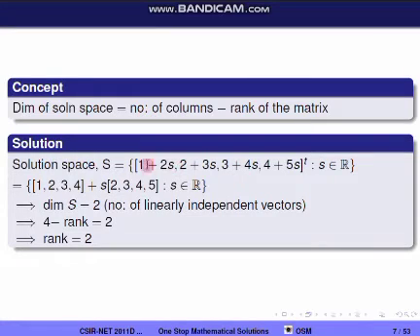They have given the solution space S equal to the set of all (1 plus 2s, 2 plus 3s, 3 plus 4s, 4 plus 5s) transpose such that s is an element of R.